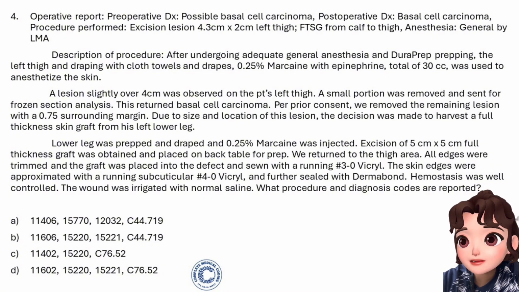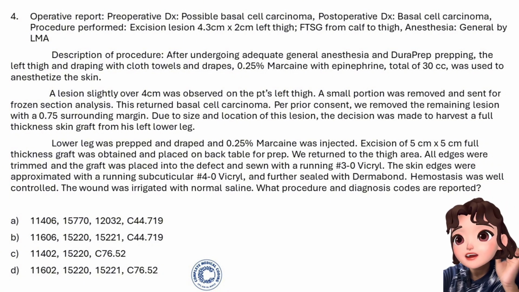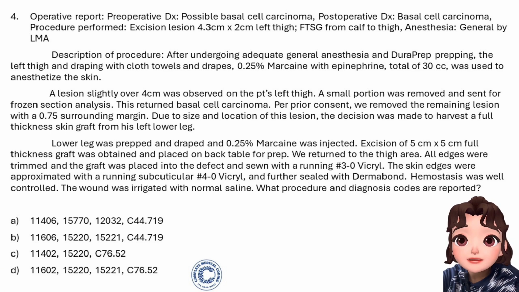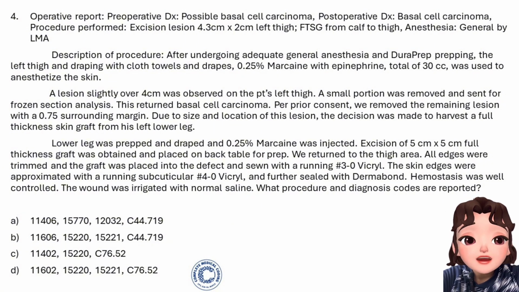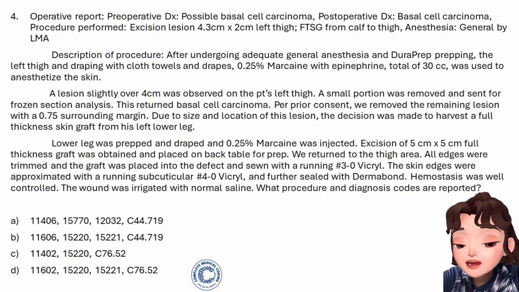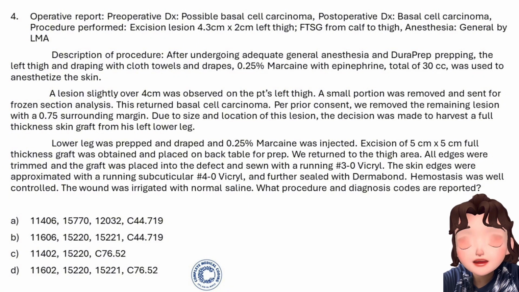What procedure and diagnosis codes are reported? So here, what is the diagnosis? First, let's look into the diagnosis. We already got the diagnosis as basal cell carcinoma, right? So let's check what diagnoses are given in the options. Only two are given: C44.719 and C76.52. So let's see which is basal cell carcinoma.